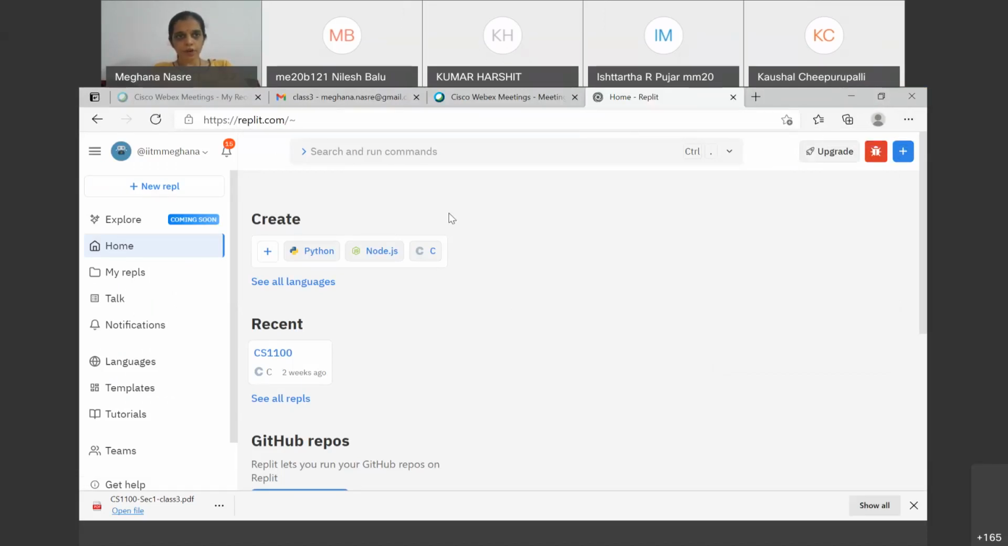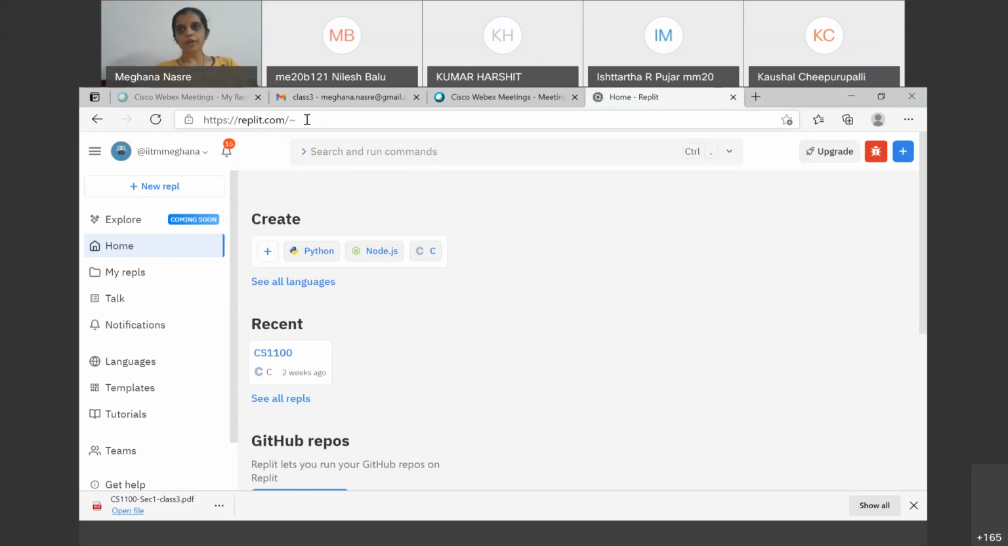Yeah, so I hope all of you can see something on the browser which is called REPL.it. Kaushal, can you confirm that you are able to see this REPL.it? Yes, ma'am. Okay, so this REPL.it is nothing but a platform which will allow you to get almost the same interface that we would have liked to have in our labs if you were here in person.